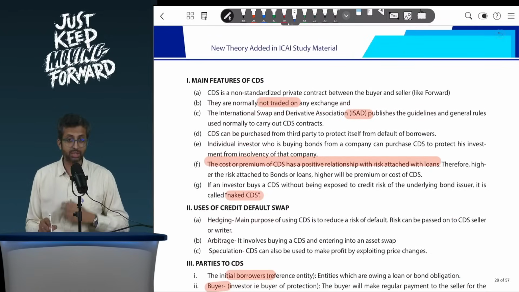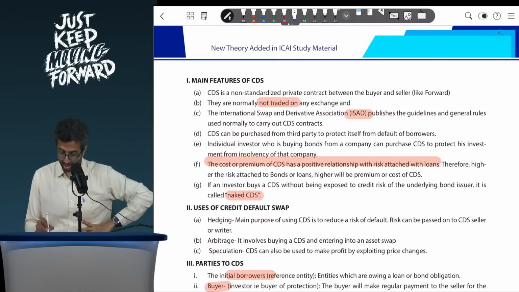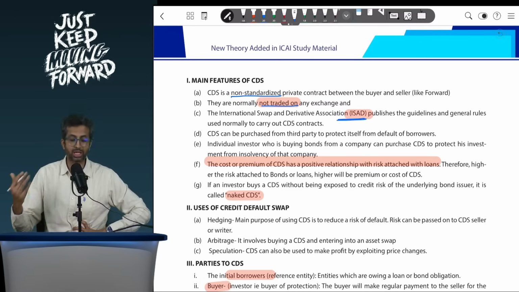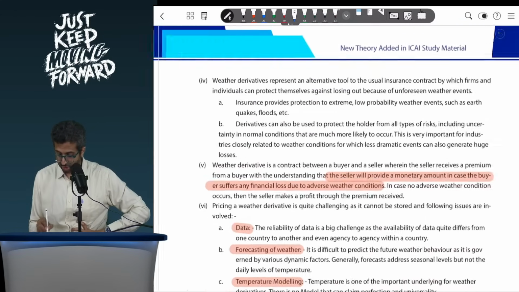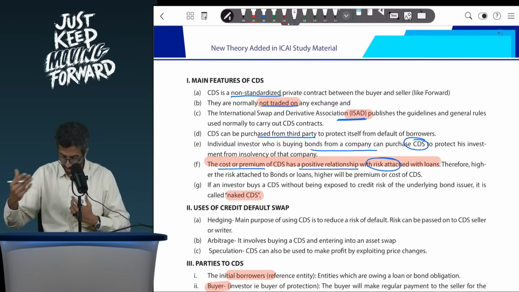The features of a CDS, remember, this is mostly an over-the-counter product. It is not a tradable product. It is non-standardized, it is not traded. There is the International Swap and Derivatives Association, which has provided guidelines for the CDS, like FEDAI is there for foreign exchange. It can be purchased from a third party to protect. An individual who is buying a bond from a company can purchase a CDS to protect his investment. The premium will have a positive relationship with the risk. Higher the risk, higher will be the premium, as we discussed.